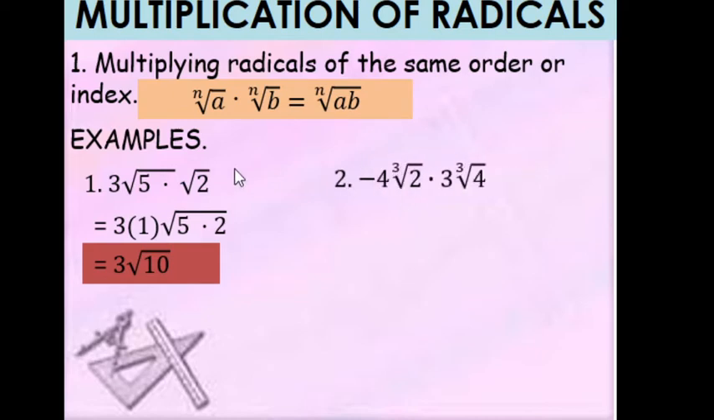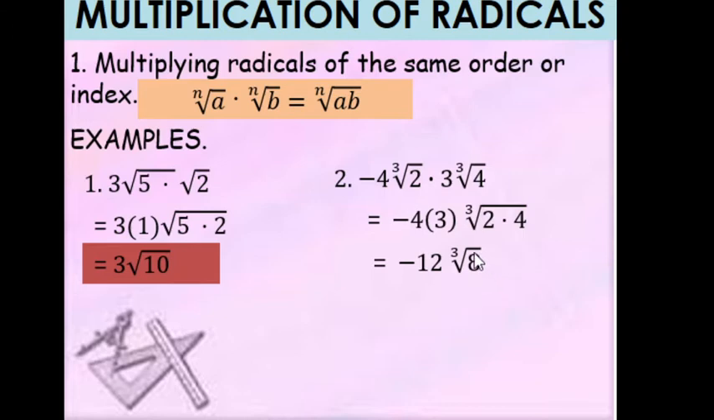Another example, we have negative 4 cube root of 2 times 3 cube root of 4. Again, dito pareho na silang cube root. So, ibig sabihin, pareho yung kanilang index na 3. So, proceed na tayo sa multiplication of coefficients and radicands. So, this will become negative 4 times 3 cube root of 2 times 4. And then, simplify. Negative 4 times 3 is negative 12. And 4 times 2 is 8.